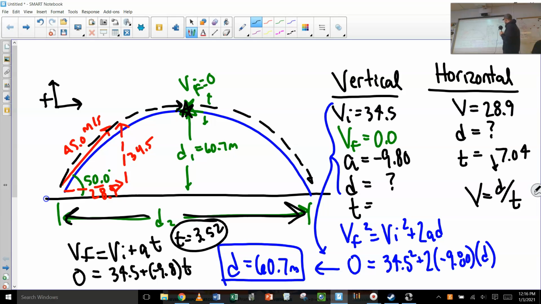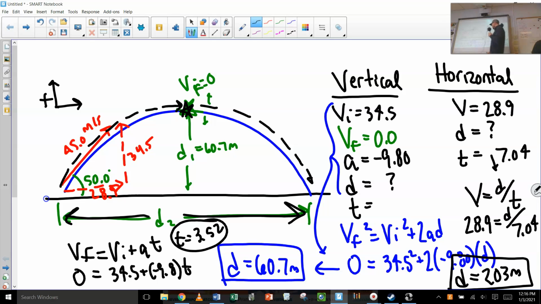Now you're poised to solve this problem. 28.9. The displacement is unknown and the time is 7.04. So your displacement, 28.9 times 7.04, turns out to be 203 meters. So this thing runs 203 meters horizontally. That's question number 1. Number 2.